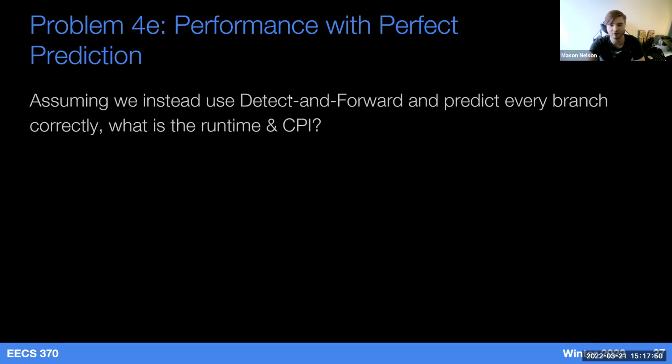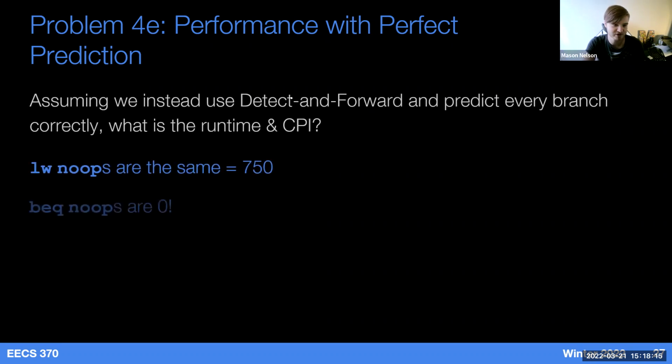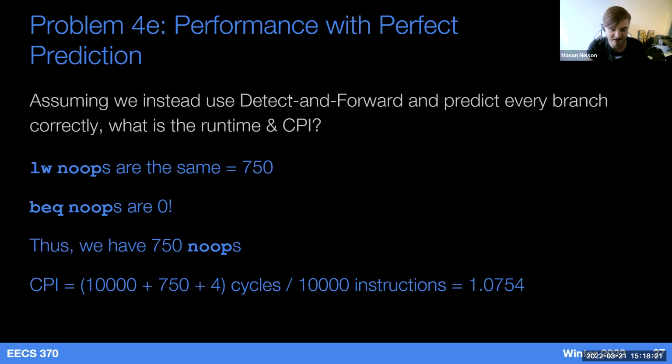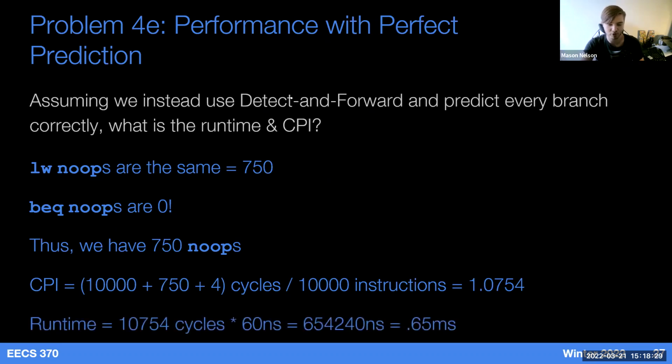So with the same benchmark as before, we're now going to assume that we can somehow predict every branch correctly. So this is similar to our optimal achievable runtime from before, which was only theoretically possible. Now it's only theoretically possible to predict every branch correctly, which means we have no control hazard BEQs, and we only have to insert the 750 NOPs from our detect and forward data hazards. We'll have 10,754 cycles, which gets us a CPI of close to one, which is pretty good, and a runtime of 0.65 milliseconds.